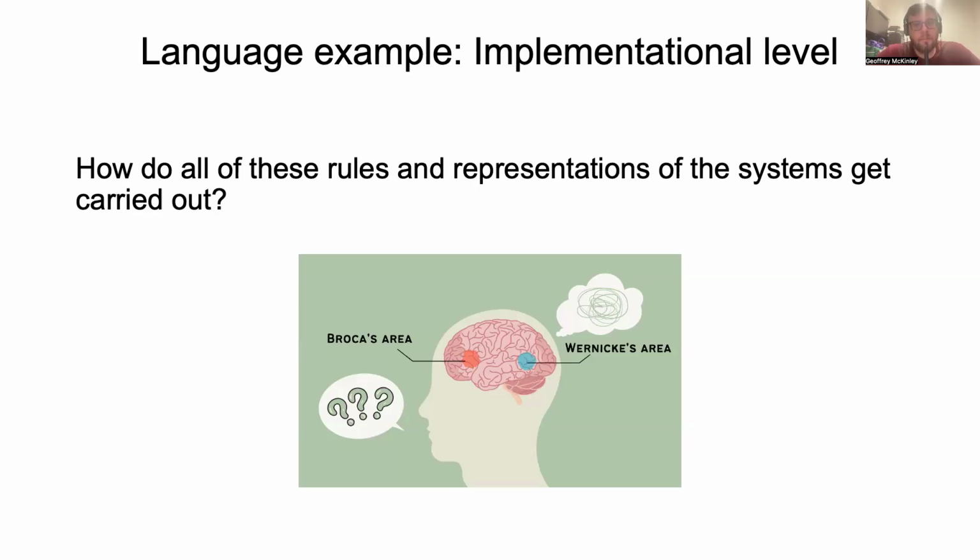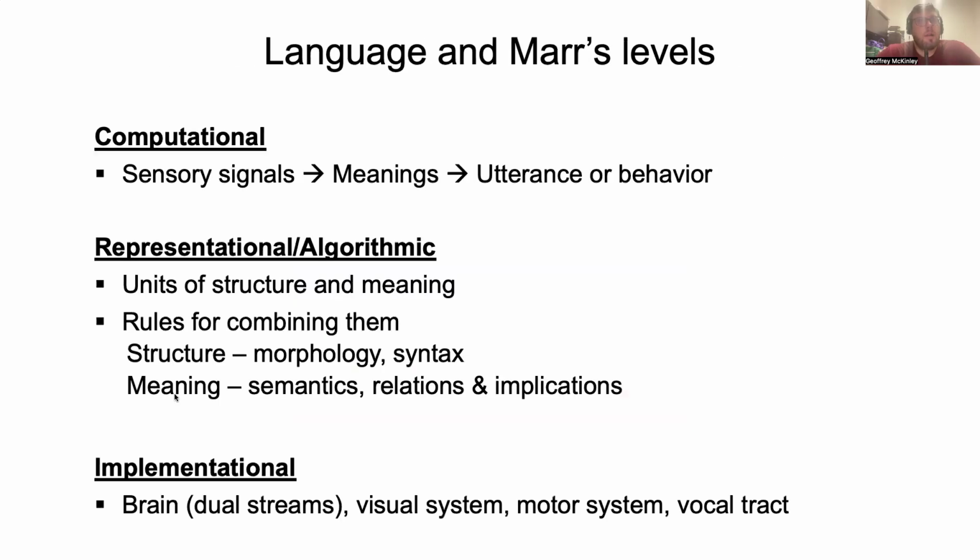damaged quite a bit. Okay, so just to wrap this up, when we apply Marr's levels to language, we have figuring out what we need to, defining the problem, what the input and output of the problem are. And so we think, okay, there's some sensory signals that come in. We need to figure out what they mean. And then we need to maybe respond back with an utterance or a behavior.